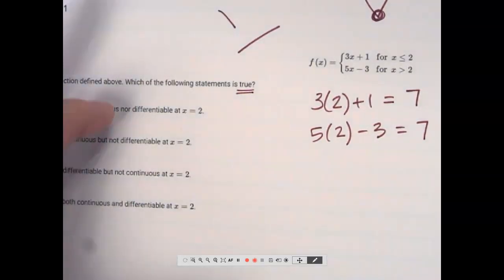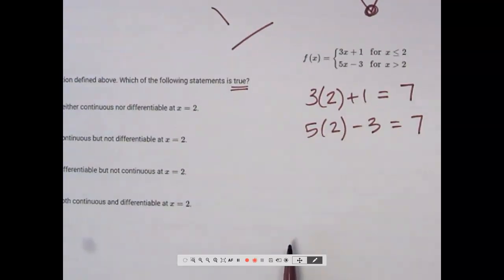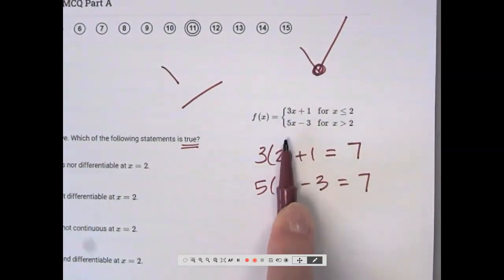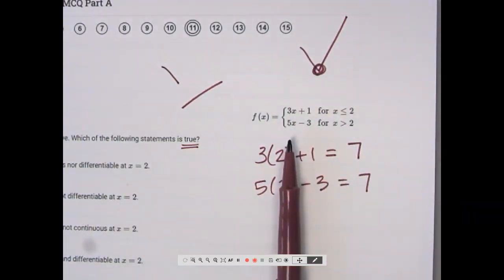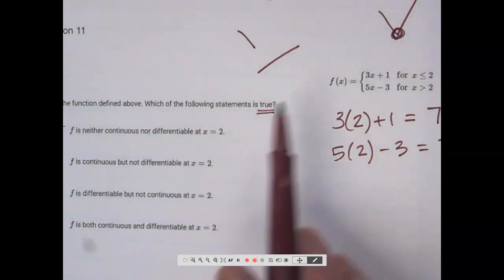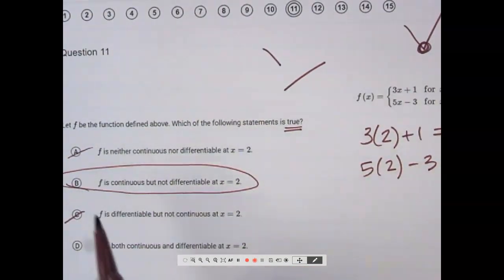Now the question is, is it differentiable or not? No. It's differentiable if I have the same slope coming in at that point. I don't, because we just said this one has a slope of 3 and this one has a slope of 5. We're not approaching the same slope as we get to x equals 2. So it is not differentiable. It's going to be a corner situation like that. So this one would be B.